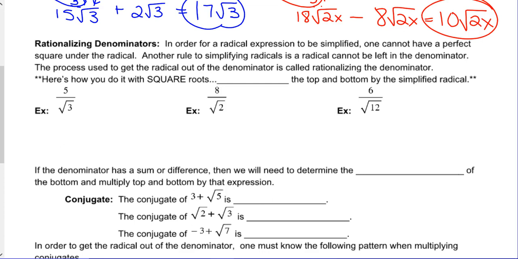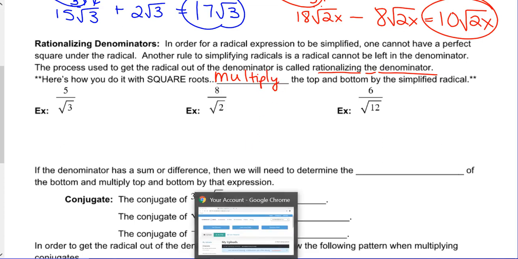So the process that we use to get the radical out of the denominator is called rationalizing the denominator, okay? So here's how you do it with square roots. And it's pretty easy when it's square roots. All you have to do is multiply the top and bottom by the simplified radical in the bottom, okay? So what do I mean by that?